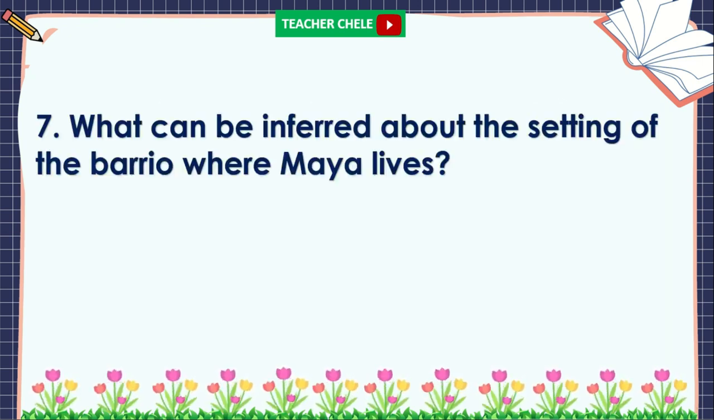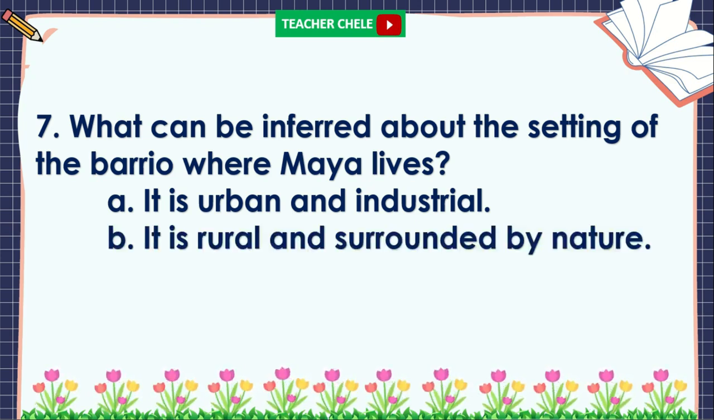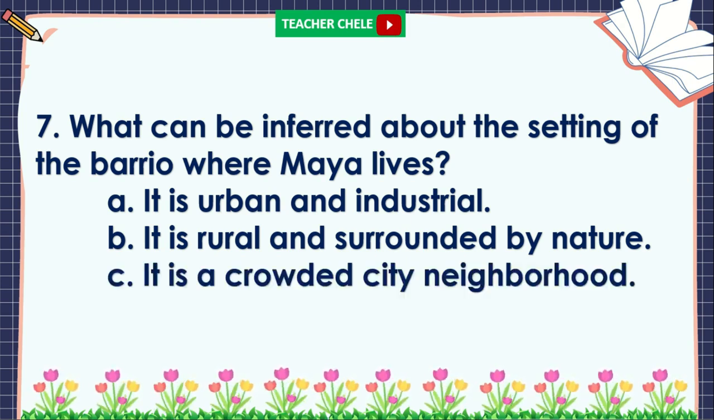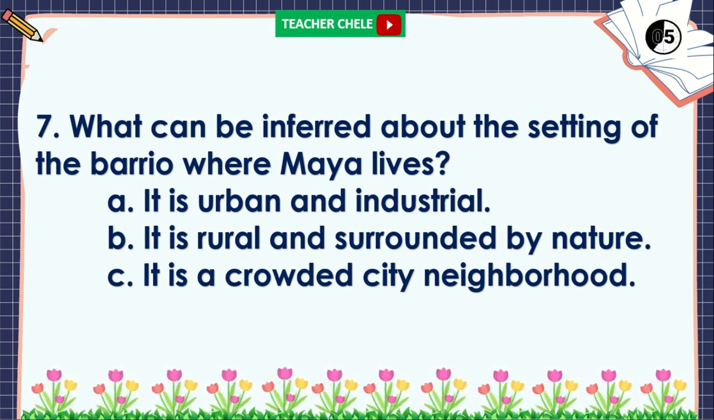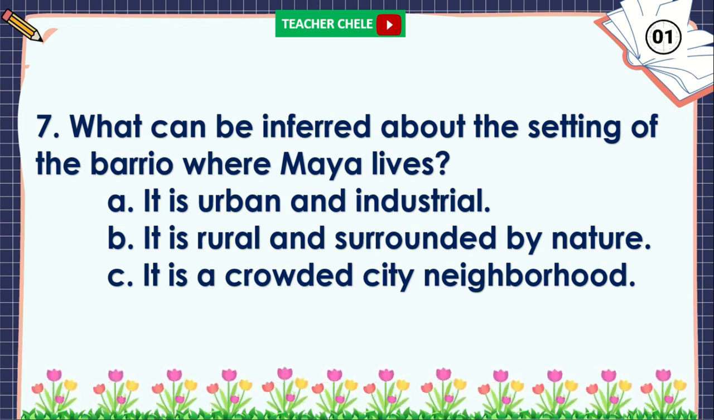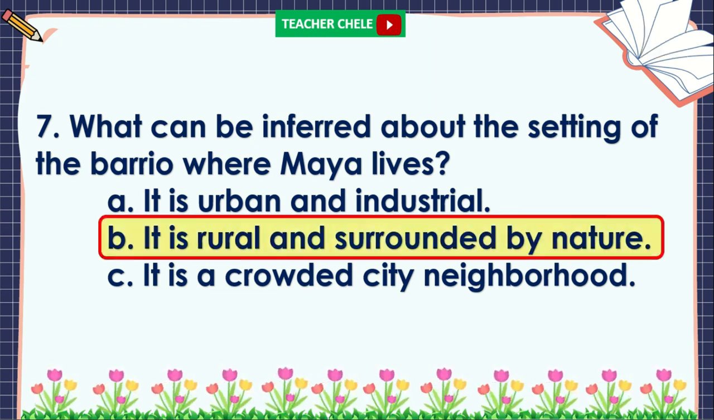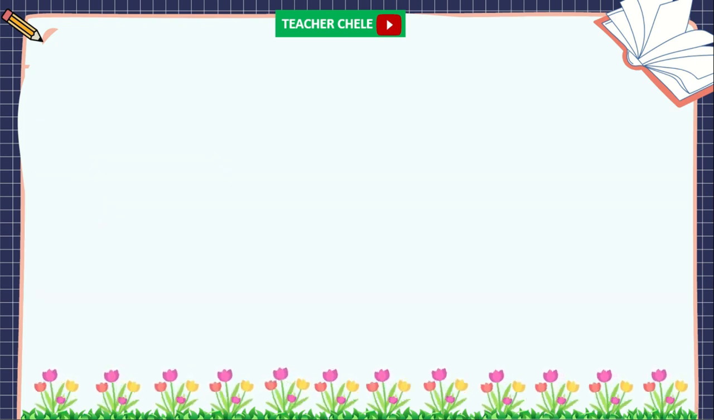Number 7. What can be inferred about the setting of the barrio where Maya lives? A. It is urban and industrial. Letter B. It is rural and surrounded by nature. C. It is a crowded city neighborhood. You're right. The correct answer is letter B. It is rural and surrounded by nature.